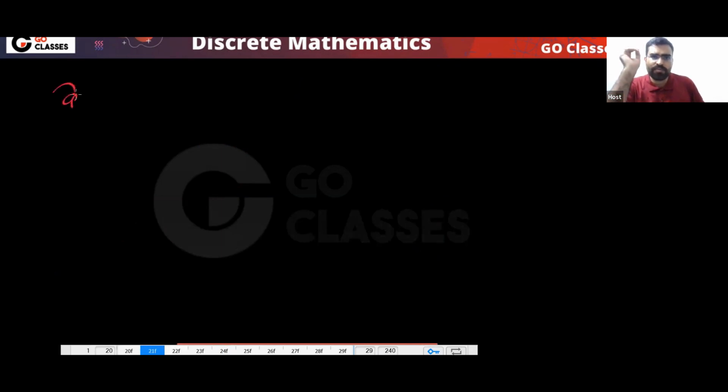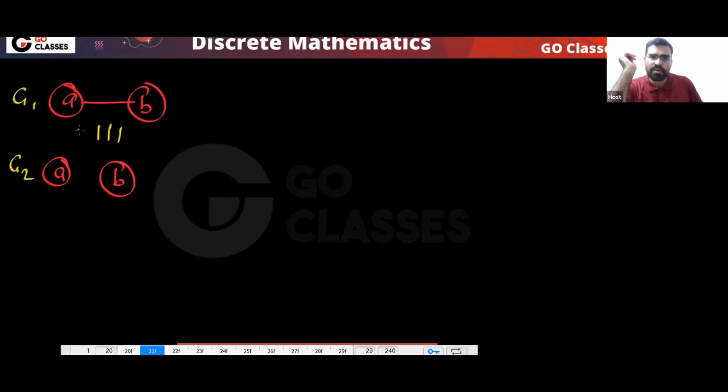See, for example, if I give you this graph G1 on vertices A, B, and this graph G2, are they isomorphic? These two graphs are not isomorphic, because in this graph, this is a path graph, and this is an empty graph. So these are very different graphs. Yes or no? So these are not isomorphic.